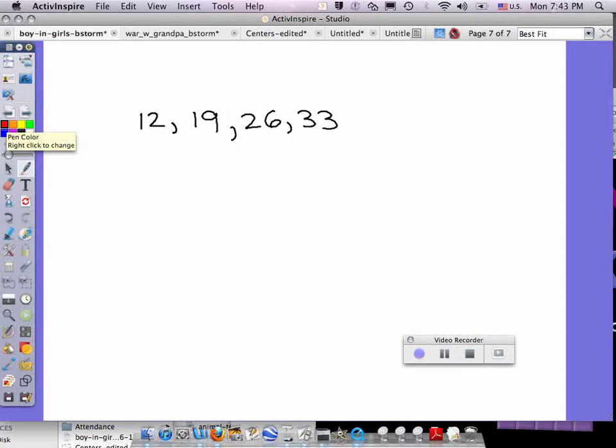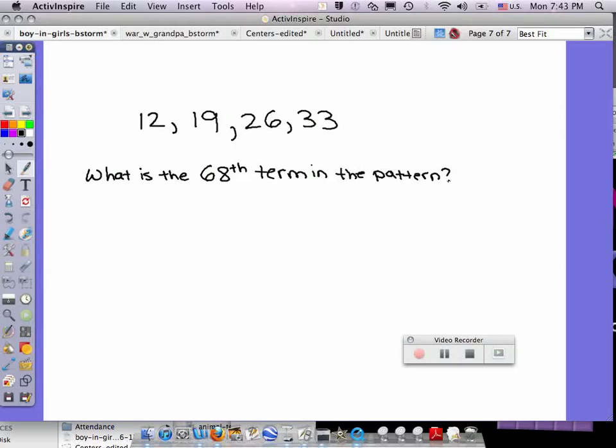The question is, number one, what is the pattern? But number two, what is the 68th term in the pattern? That, my friends, is a hard problem. And no, you can't answer it if you don't know what the pattern is.